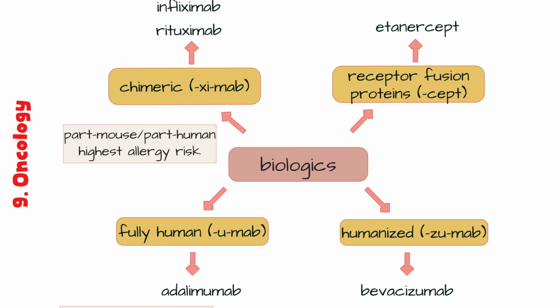Chimeric drugs, the ones ending in iximab, like infliximab and rituximab, are part mouse, part human, and carry the highest allergy risk. Humanized drugs ending in zumab carry less. Fully human drugs ending in umab, like adalimumab, carry the lowest allergy risk and are safe for home self-injection. Receptor fusion proteins ending in sept, like etanercept, are their own category entirely.